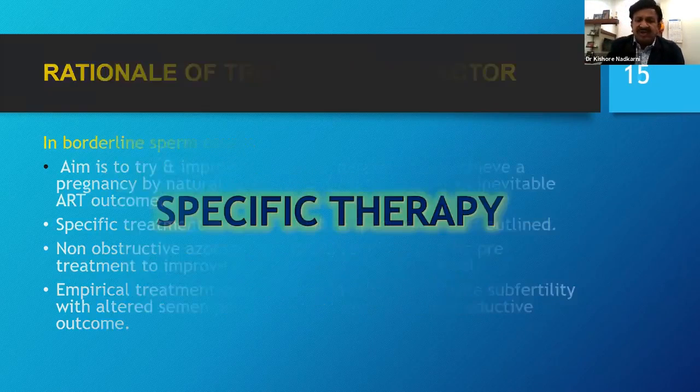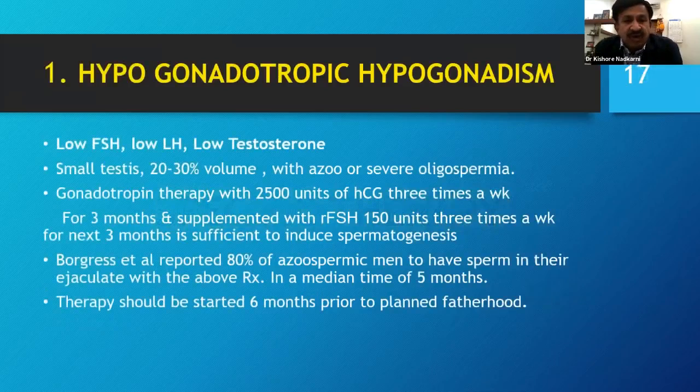Now let us go on to the specific therapy. First is hypogonadotropic hypogonadism: low FSH, low LH, low testosterone. Usually the testicular volume is small, 20 to 30%. There may be azoospermia or a severe oligospermia. Many of them have sperms in the ejaculate.